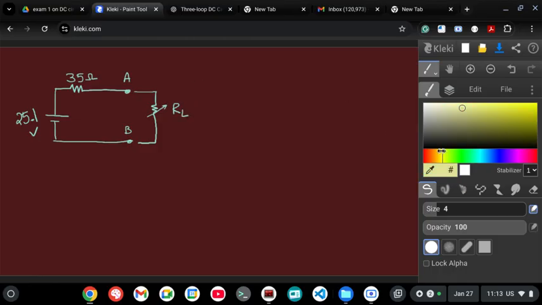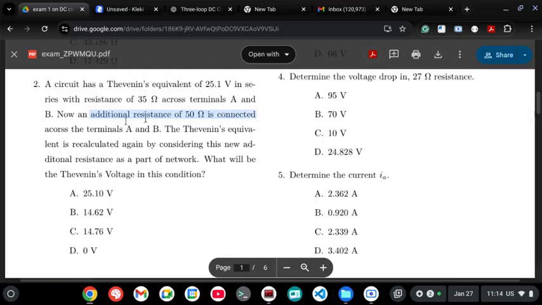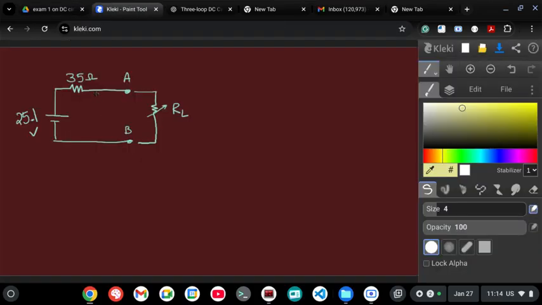Now in addition to this, an additional 50 ohms resistance is connected across terminals A and B. Okay, so let's do that. Now the question is, what is the Thevenin's equivalent with this addition? So I can draw an arrow like this. Looking towards the left side, what is the voltage I will see? In the absence of the 50, I will see the voltage 25.1 because it is open circuited.